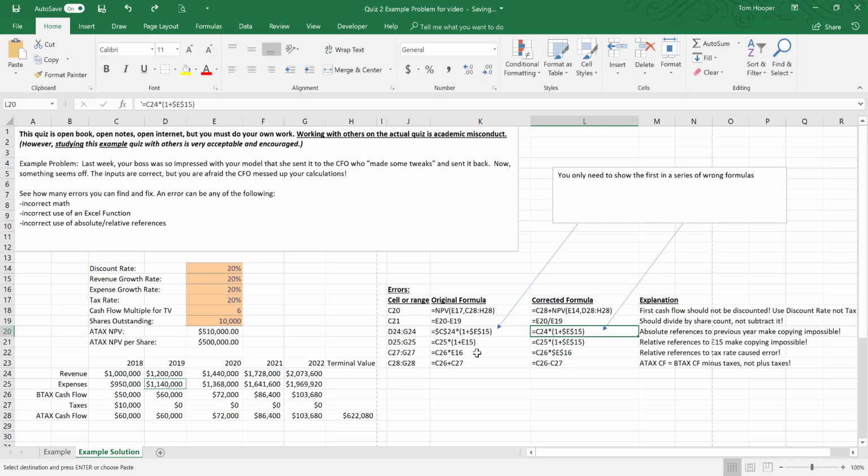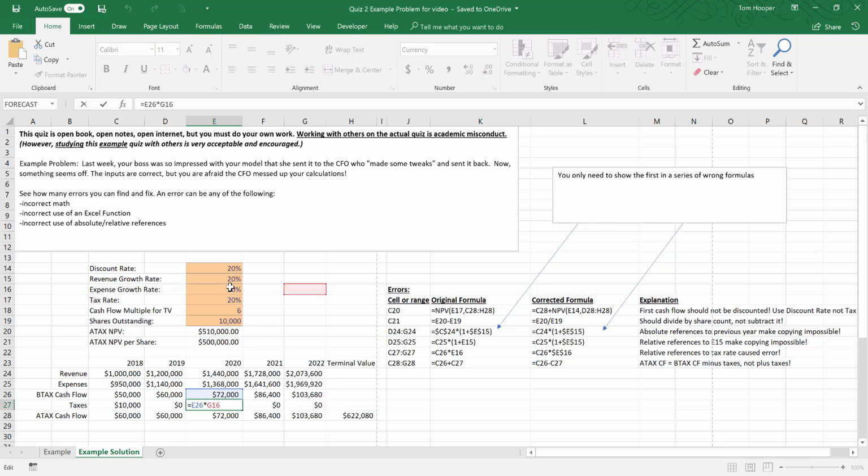So similarly, here on row 27, we didn't have any absolute references. And this time we got the wrong answer. I see this in the homework all the time where someone forgot to lock that cell and copied it, and it keeps looking for the relative reference up here. There's no expense growth rate up there.